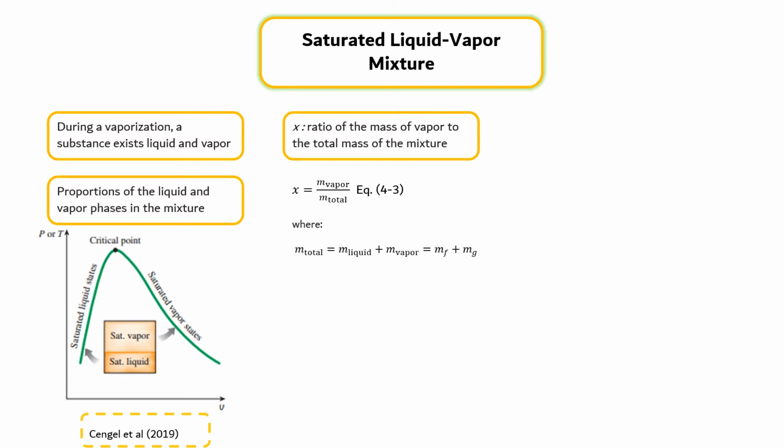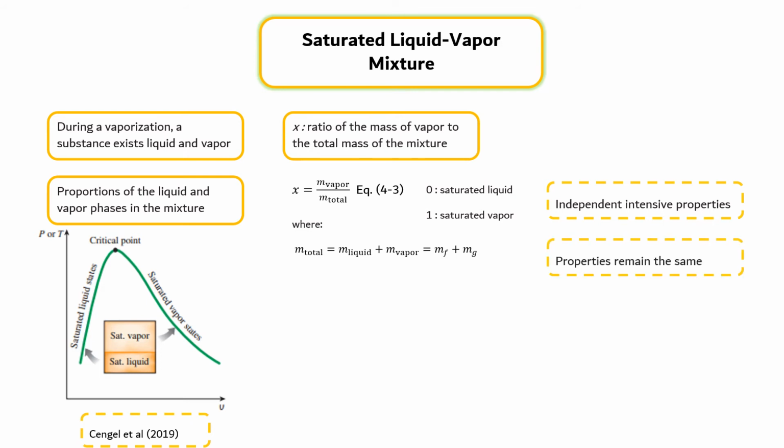The quality of a system that consists of saturated liquid is 0, and the quality of a system consisting of saturated vapor is 1. In saturated mixtures, quality can serve as one of the two independent intensive properties needed to describe a state. During a vaporization process, only the amount of saturated liquid changes, not its properties. The same can be said about a saturated vapor.